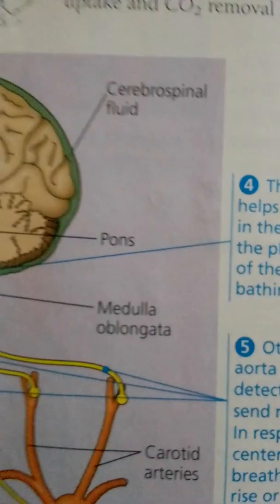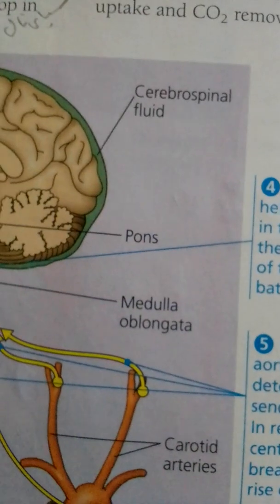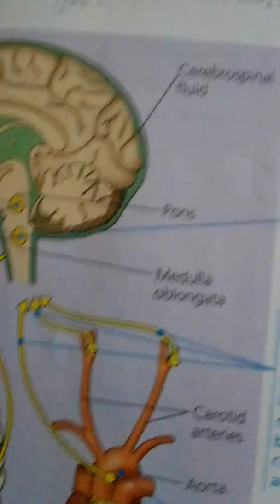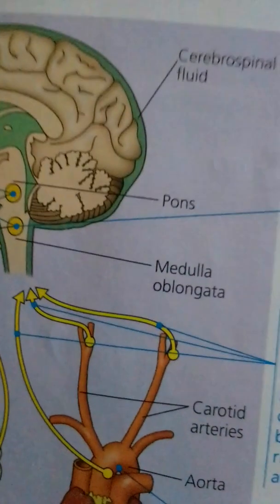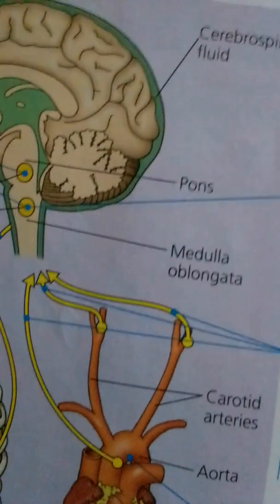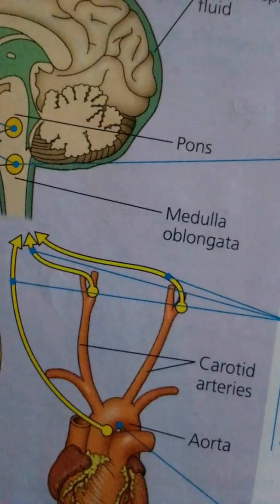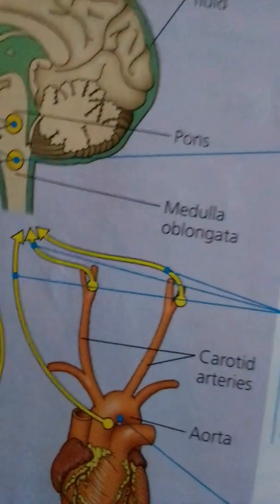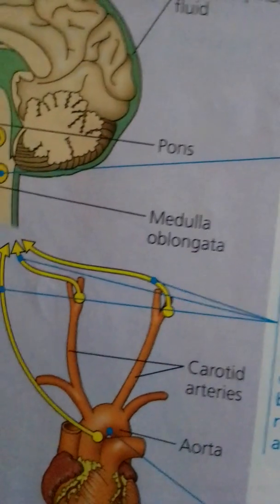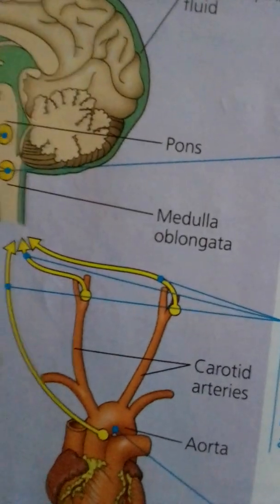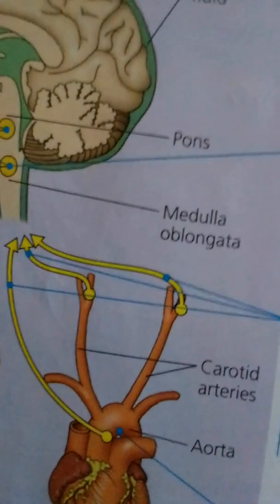Aided by the control center in the pons, the medulla center sets the basic breathing rhythm. Secondary control of breathing is exerted by sensors in the aorta and carotid arteries that monitor O2 and CO2 concentrations in the blood, as well as the blood's pH during deep breathing.